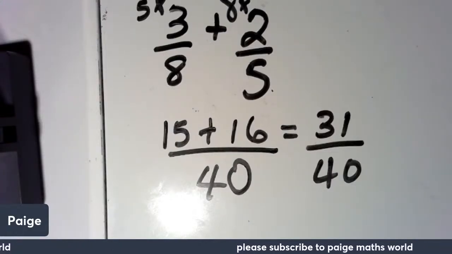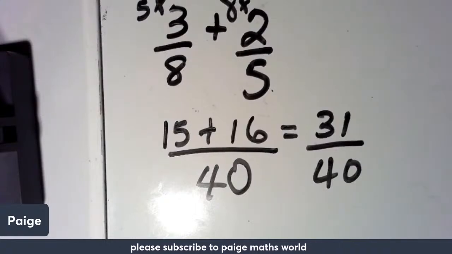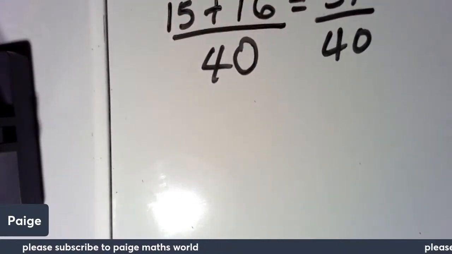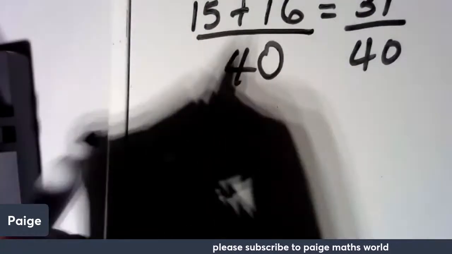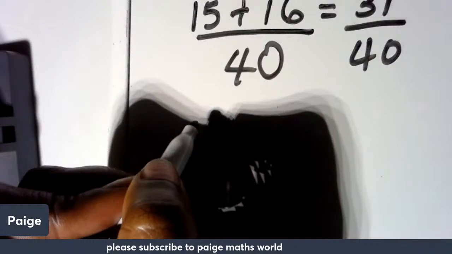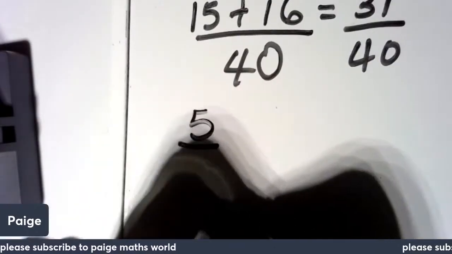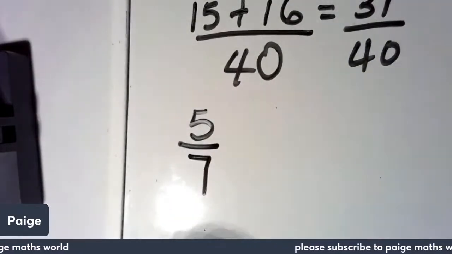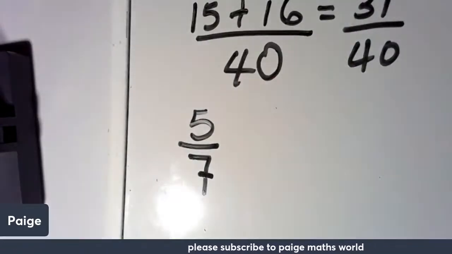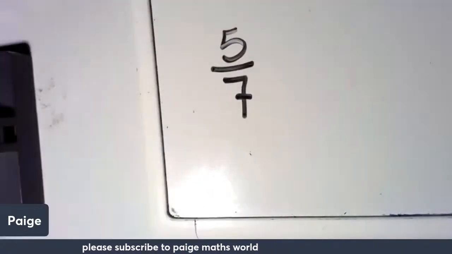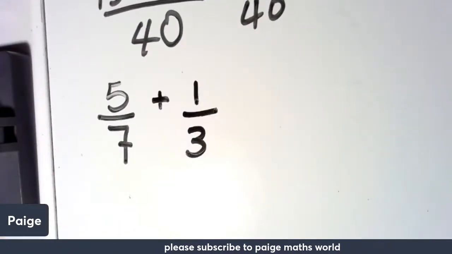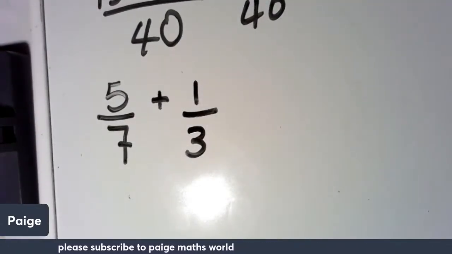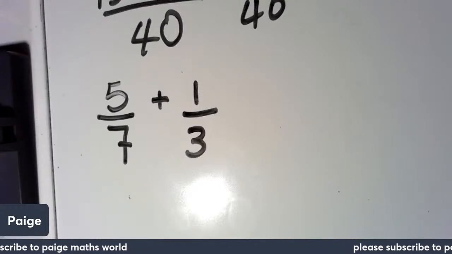All right, so the answer is 31 over 40. One more like that. All right, you want one more like that? Okay. So let us do 5 over 7. And let us do this one, 1 over 3. So 5 over 7 plus 1 over 3.